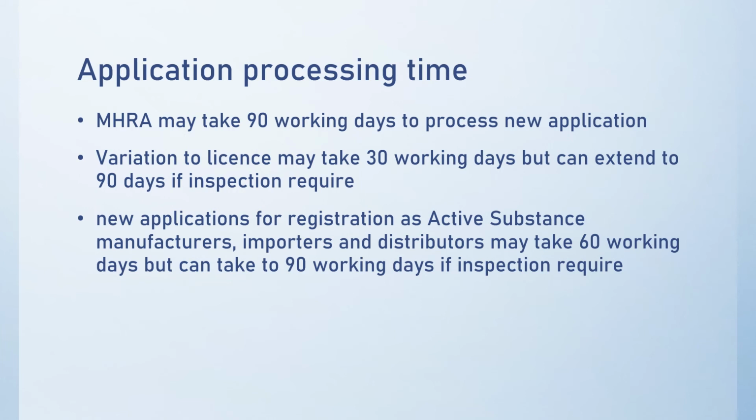Application processing time. MHRA may take 90 working days to process new applications. Variation to license may take 30 working days but can extend to 90 days if inspection is required. New application for registration as active substance manufacturer, importer, or distributor may take 60 working days, but it can take 90 working days if inspection is required.